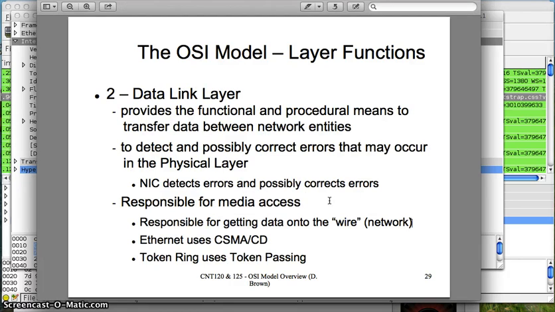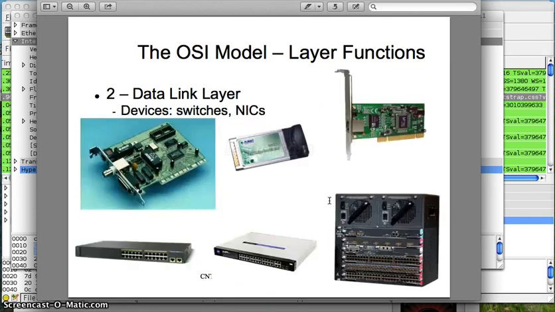Provides a functional procedural means to transfer data between network entities, network nodes. So this one is here really to get data onto the network, and as it's moving across the network, get it off the network and try to get it to the right node. So this one is where I like to think of NICs occurring at this layer. These are my NICs occurring at this layer.